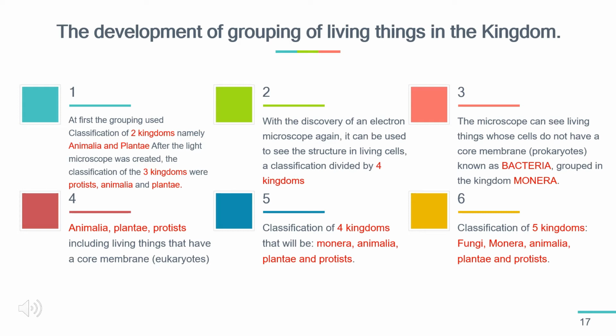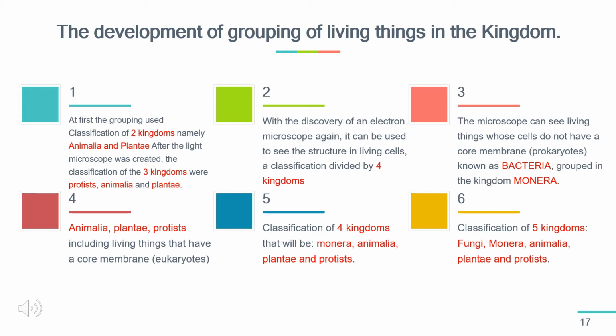Firstly, the classification was only Animalia and Plantae. However, after the invention of the light microscope, the classification became three: Protista, Animalia, and also Plantae. The second, with the discovery of the electron microscope, it could be used to see the structure in living cells. Then, the classification was divided into four kingdoms.